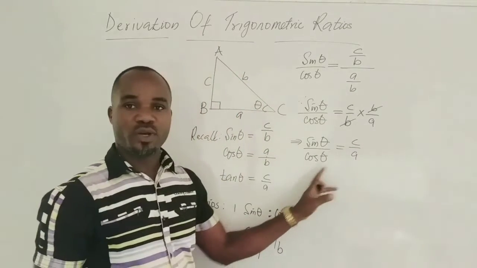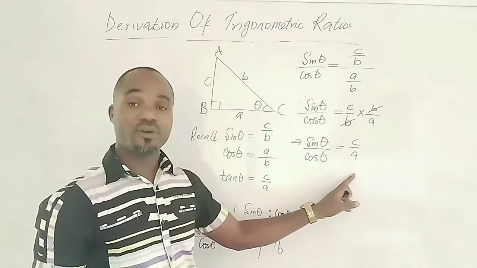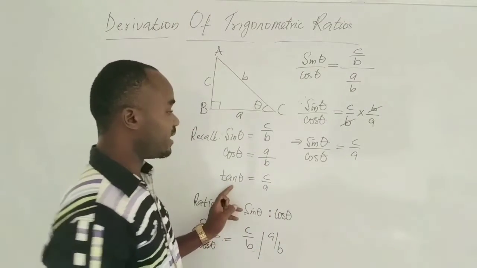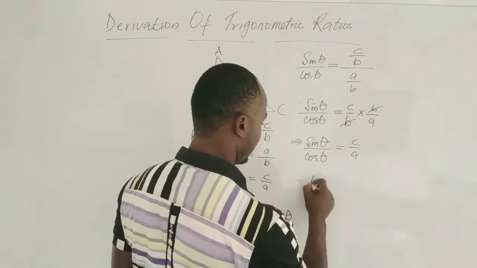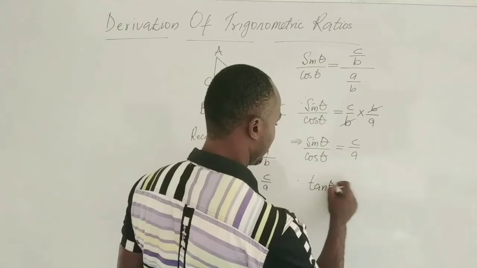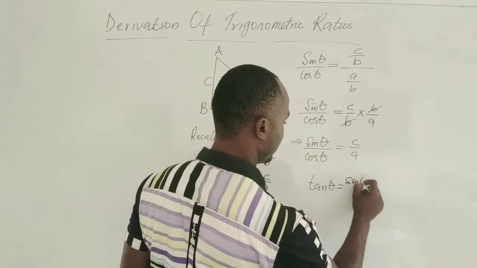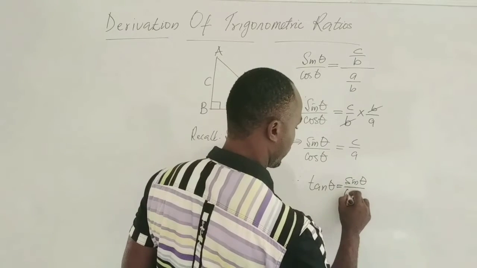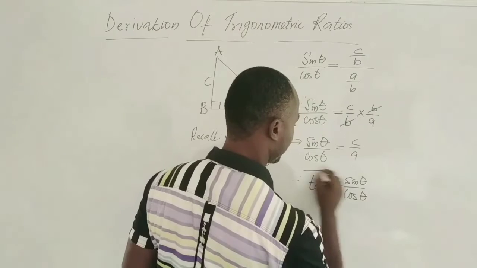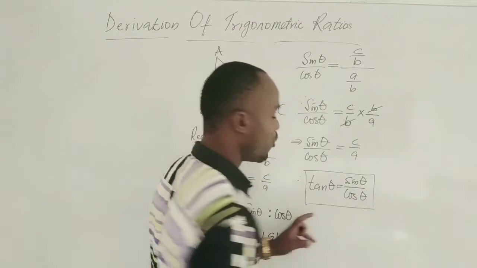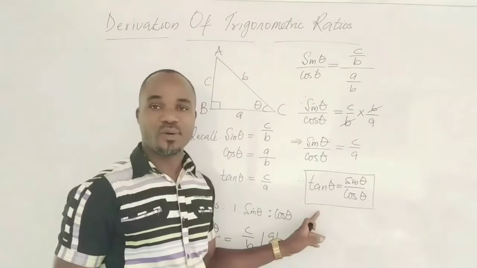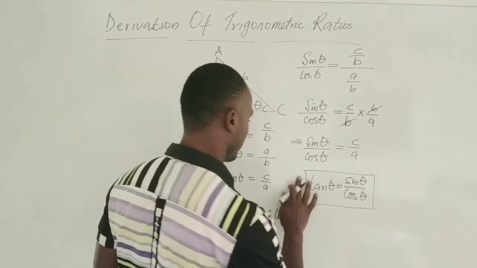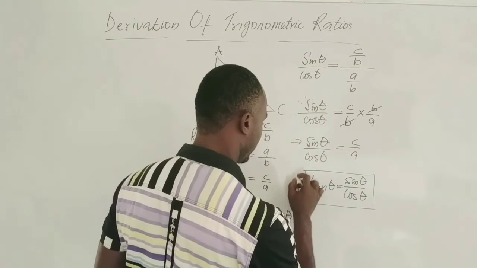If we check very well, C all over A also means what? Tan theta. Therefore, finally, tan theta is equal to sine theta all over cos theta. So we have derived relation 1. This is relation 1.